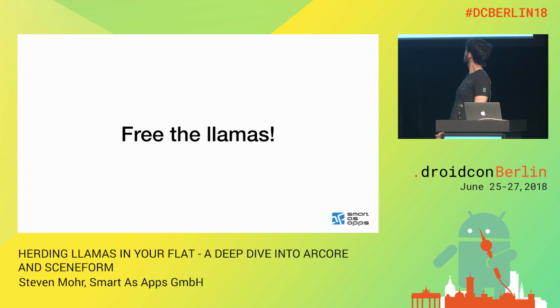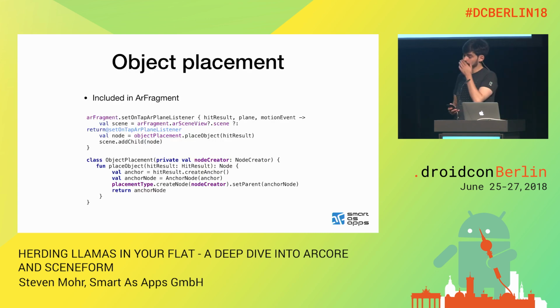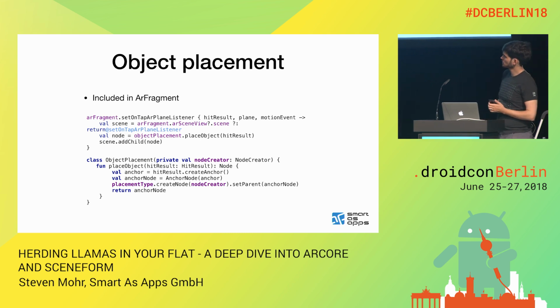So, time to free the llamas. Object placement is, again, super easy. You will just register an on-tap AR plane listener, and it does exactly what its name says. It gets called whenever the user taps on an AR plane. And in this case, we place an object there.